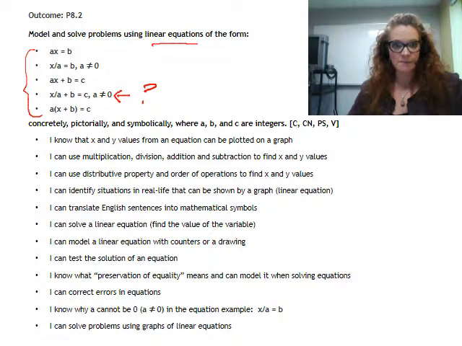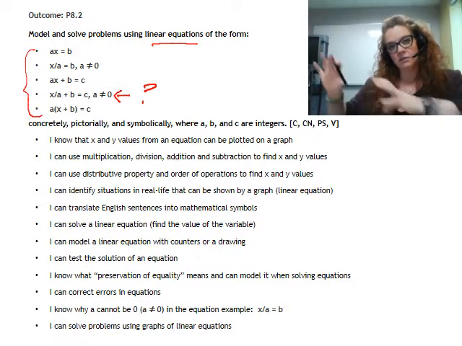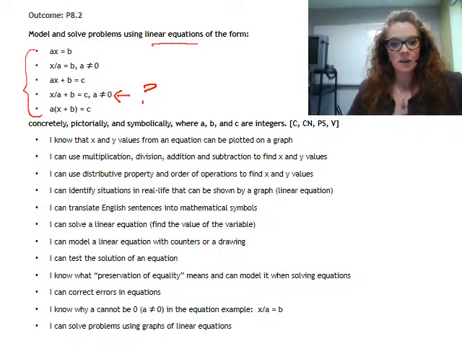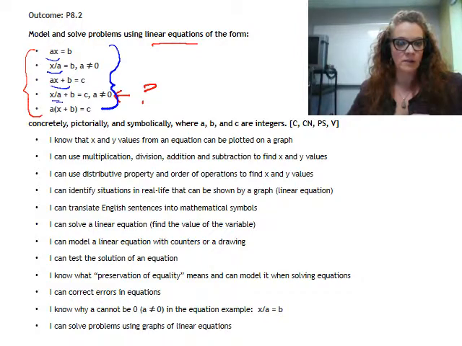These indicators say, I know that x and y values from an equation can be plotted on a graph. So you can take any equation with x and y in it and use those values to create a graph on a Cartesian plane. I can use multiplying, dividing, adding, and subtracting to find x and y values. And that's basically what this top information is showing. It's just all the different operations. So when a is multiplied by x, when a gets divided by x, when x is added to something, or maybe divided and then added or subtracted. And this one is going to show distributive property, which we will get to in a minute. So there was distributive property there.